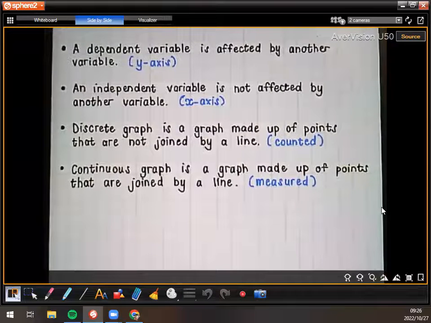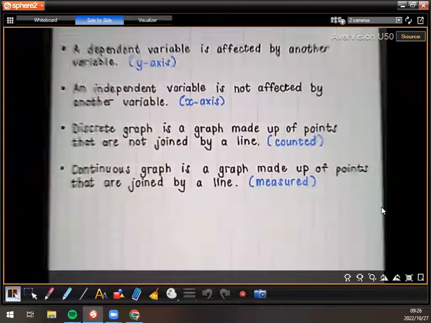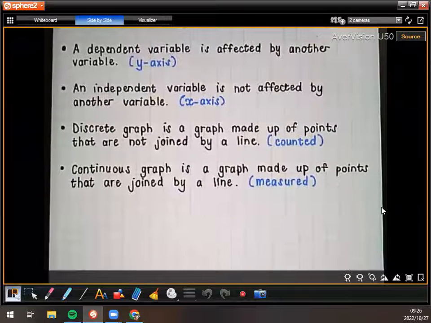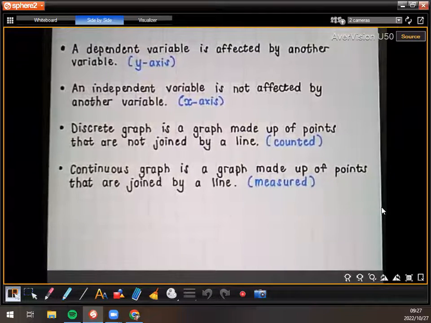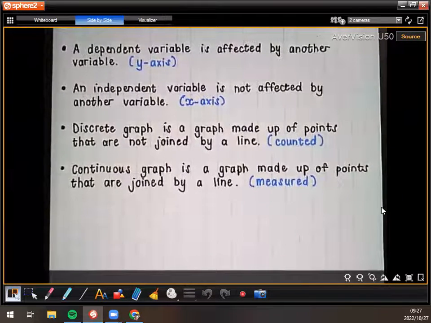All right, the continuous graph is a graph made up of points that are joined by a line. All right, and this is usually for things that are measured. So, for example, height is something that's measured, not counted, right? You don't count your height, you measure your height. And the reason why you can draw a line is you have like points showing different heights and you can join them with a line because you can have in between heights, right? Someone can be 160 centimeters tall, and then you're not going to magically jump from 160 to 161, right? You're going to go 160.1, 2, 3, right? You're going to move kind of gradually.